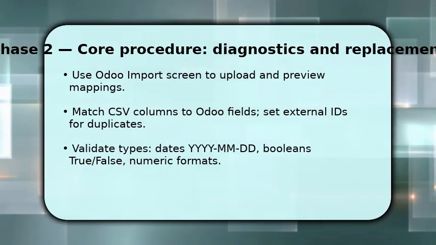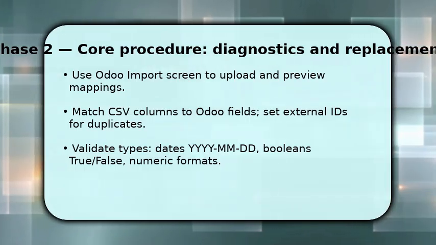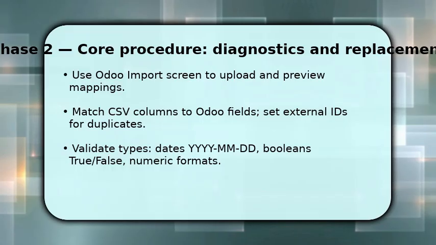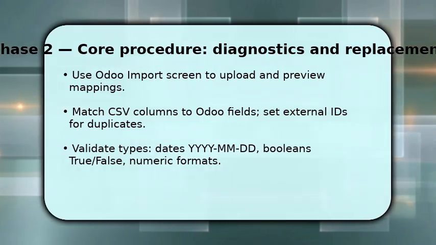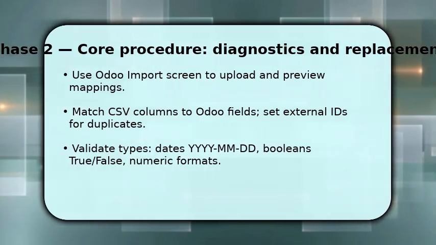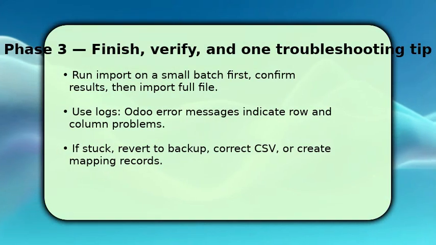Pay attention to data types. Use YYYYMMDD for dates, true/false for booleans, and dot decimals for numbers. If the preview shows errors, correct the CSV or field mappings and re-upload, and you finish by importing a small batch to confirm behavior. Once satisfied, run the full import.